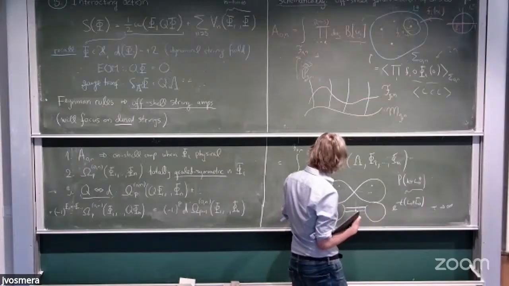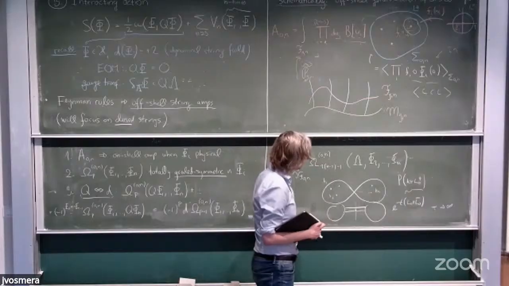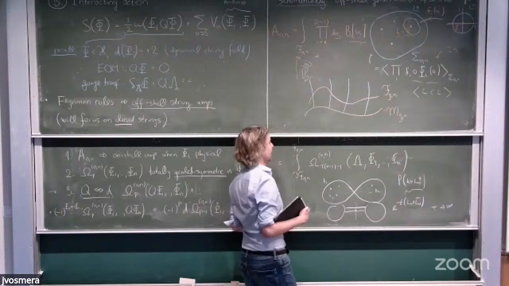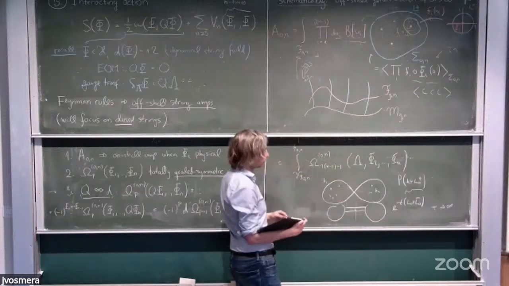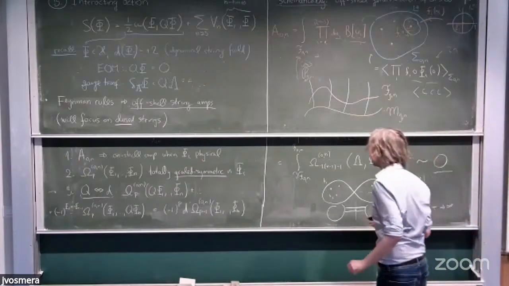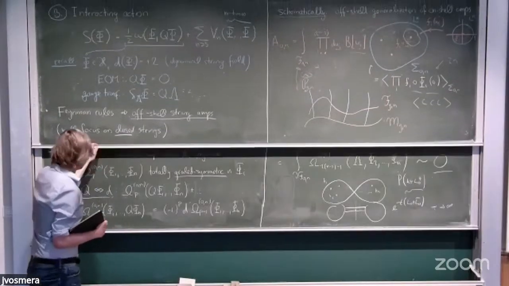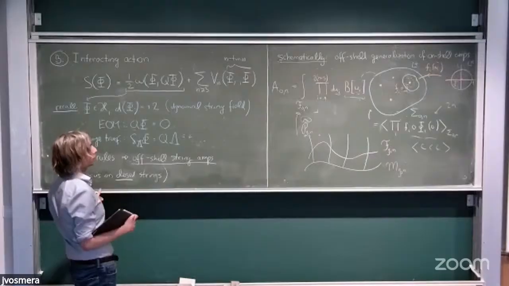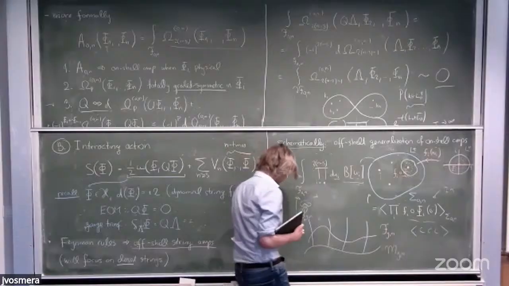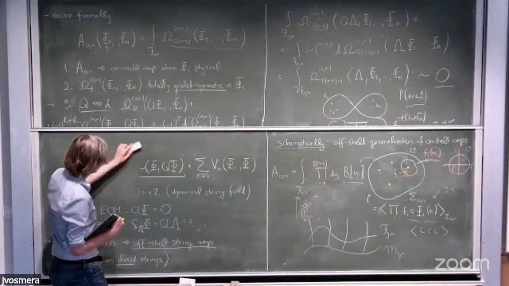But for generic external momenta k1, k2, ..., kn, you can easily argue that this generically does not happen. This would only happen for very, very special fine-tuned configurations of momenta. So generically, this term vanishes. So this is what we wanted to show. This was just to illustrate how these algebraic requirements give us what we expect for the on-shell amplitudes.